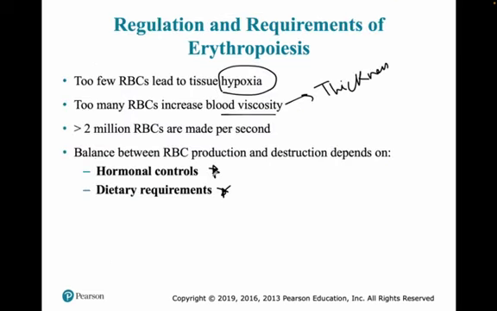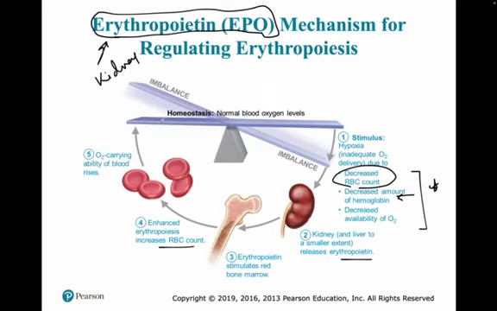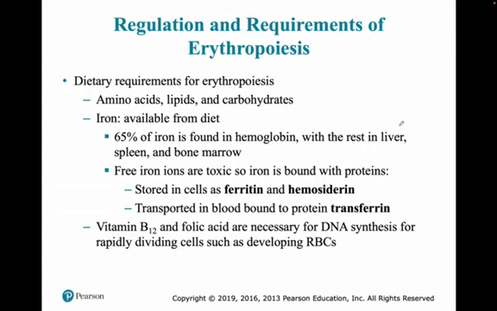So erythropoietin, EPO, is the hormone that controls RBC production. Now, what is then the dietary requirement? Our dietary requirement is actually through food.